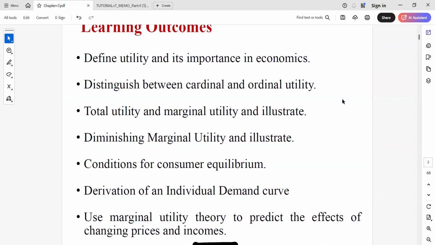I would advise you guys to get a calculator for this chapter. Just have a calculator next to you and a pen or pencil and paper, because you're going to be doing a lot of calculations.